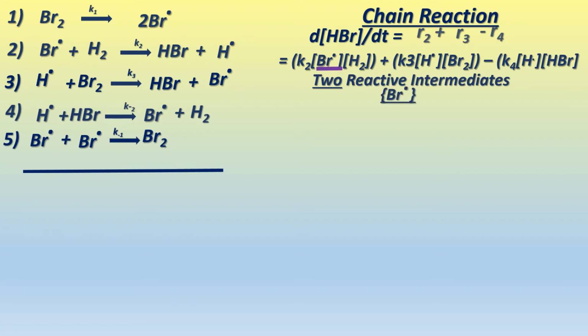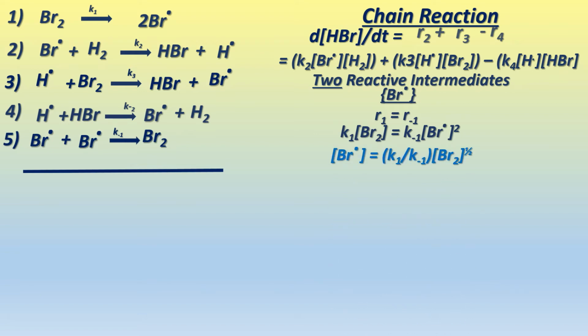The bromine radical, which is found in the first reaction, where the forward and reverse reactions are equal in equilibrium. So K1 times Br2 is K minus 1 in reverse of the bromine radical squared. So the bromine radical can be replaced by K1 over K minus 1 times Br2 to the 1/2 power. You notice now that you have a non-integer power, a non-integer order. Fractional orders are usually indicative of reactions involving radicals.